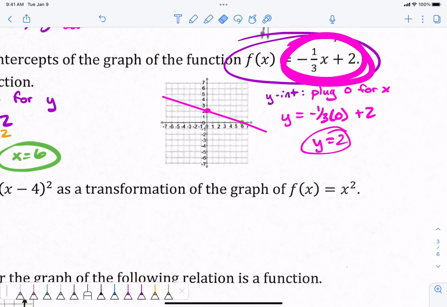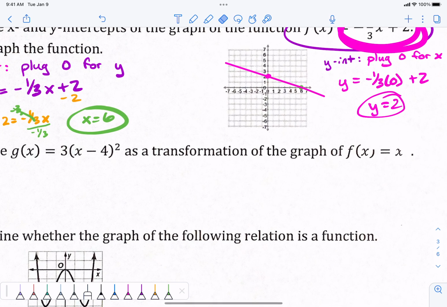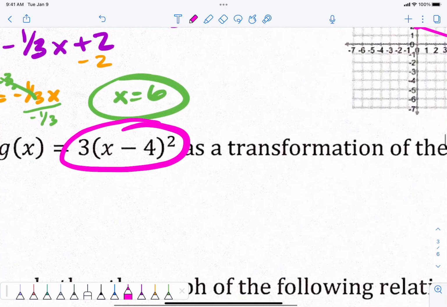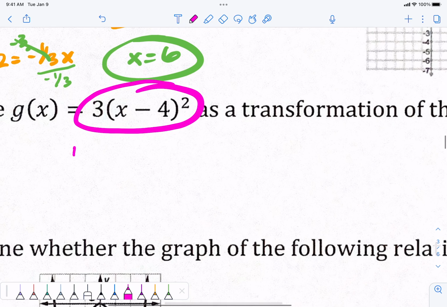All right, let's go down to this next one. This is our parent function, x squared, and they want to know what we have done to it to move it around. What does the 3 do and what does the negative 4 do? Those are two things that are happening. Let's deal with the negative 4 and then the 3. How does the negative 4 move it? It moves it down. No, it'll move it right, won't it?